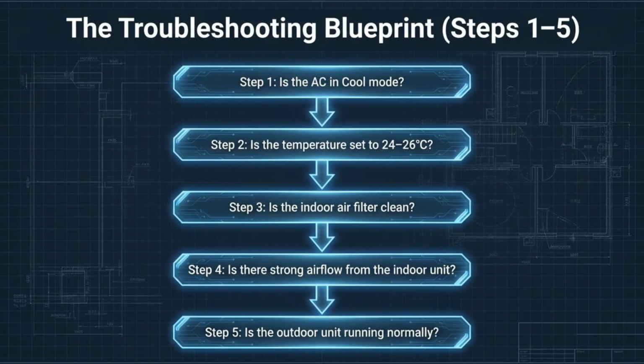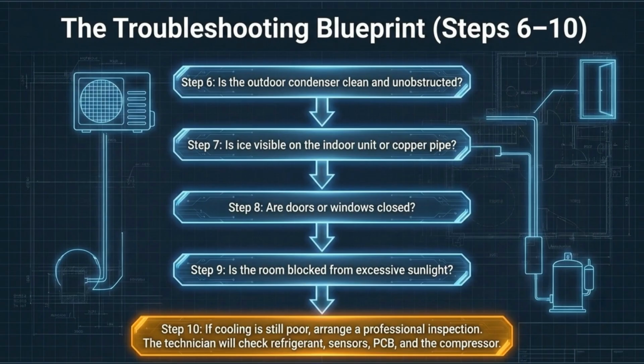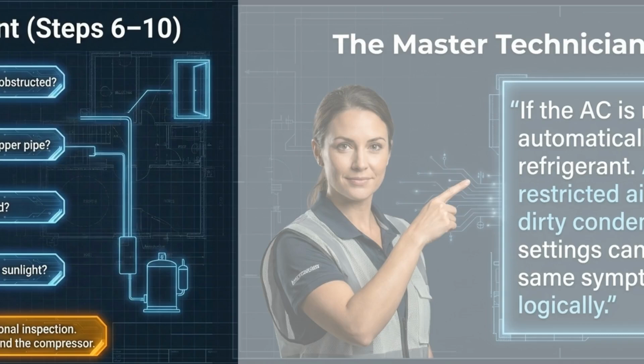Follow this troubleshooting blueprint. Start by checking your mode and temperature settings, then verify if your filters are clean. Confirm that the indoor airflow is strong and that the outdoor unit is operating as expected. Continue your inspection by checking the outdoor condenser, looking for ice, and ensuring windows are closed to minimize heat load. If these steps do not restore cooling, contact a professional to inspect the refrigerant, sensors, and internal components.